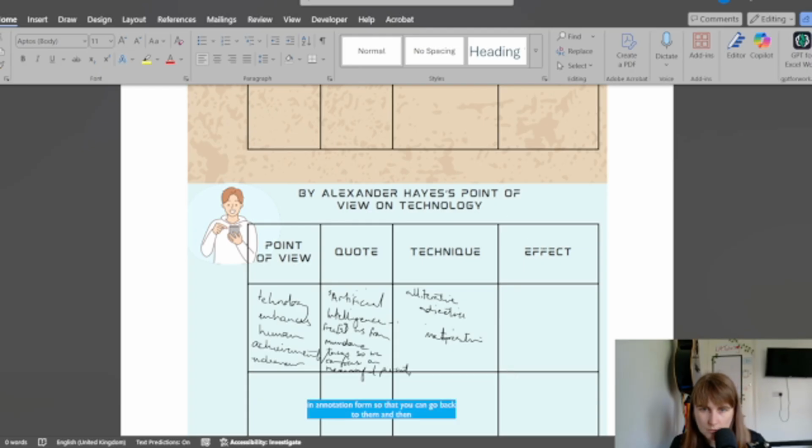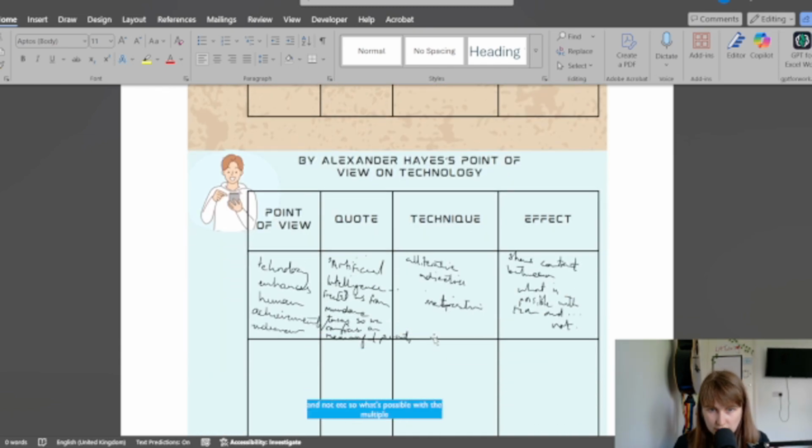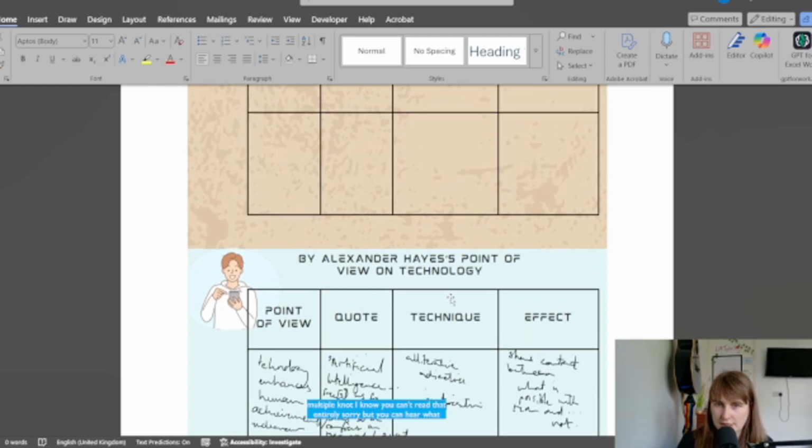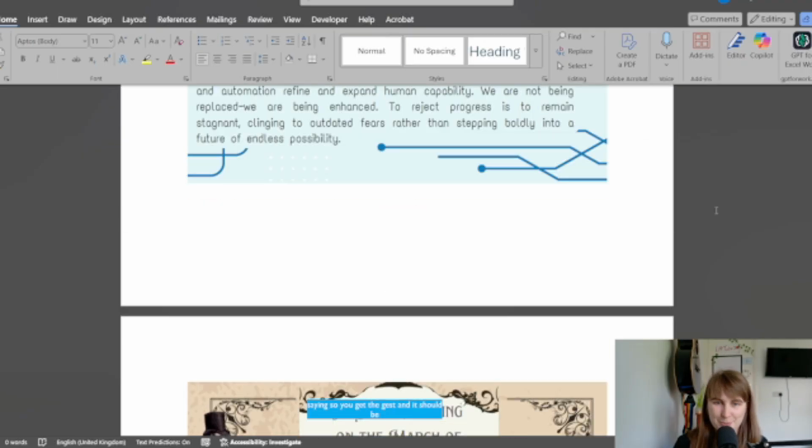And then the effect, as I said before, shows contrast between what is possible with tech and not, etc. So what's possible with and what's possible not. I know you can't read that, I'm terribly sorry, but you can hear what I'm saying, so you get the gist, and it should be on my captions as well.